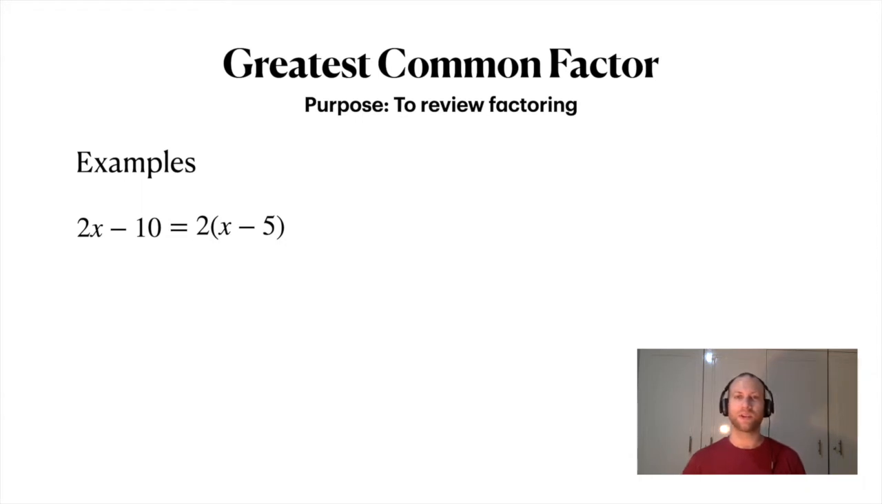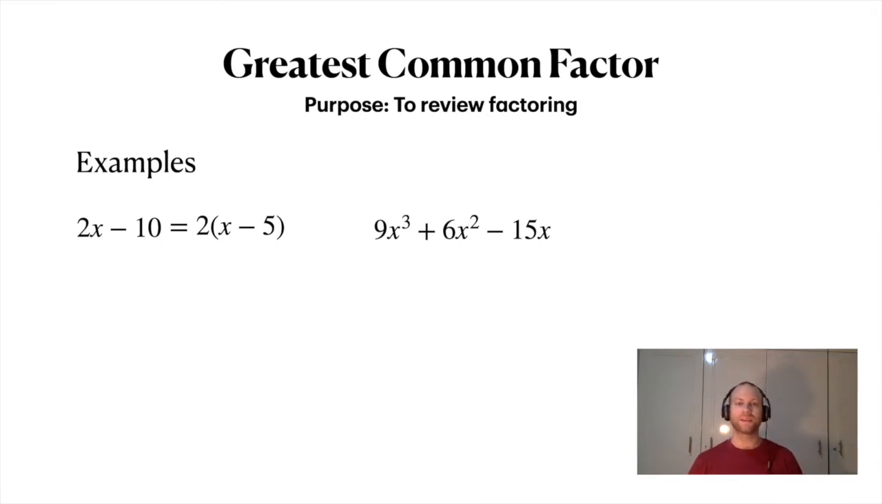So you can always double check your work with this. Multiply it backwards, multiply the 2 into the brackets, and see what you get. See if you get the original. I often find it's easier to multiply than it is to factor. So you can just multiply and double check your work. Let's try it with this one.